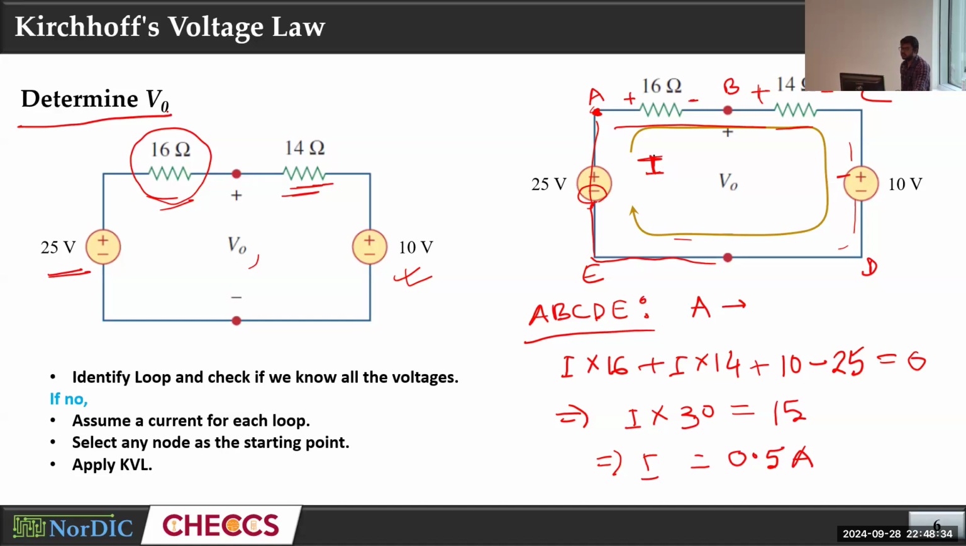Determine V naught, or V0. The question doesn't ask you to find the value of current. It tells you to find the value of V naught. Okay, so we have found the value of I. Now we know the voltages of all the elements in the circuit. So to find V naught, what can we do?